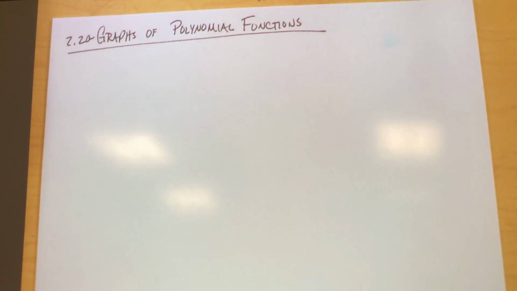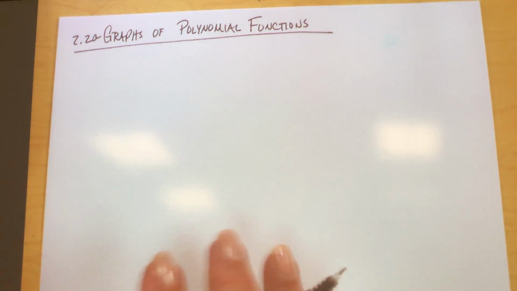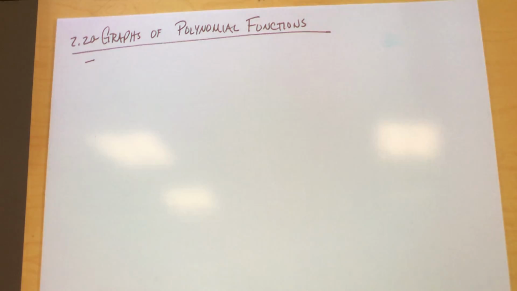Okay, so 2.2a, we're going to try to get through half of 2.2. We'll see. Still talking about graphs of polynomial functions. So, what does a graph of a polynomial function look like?